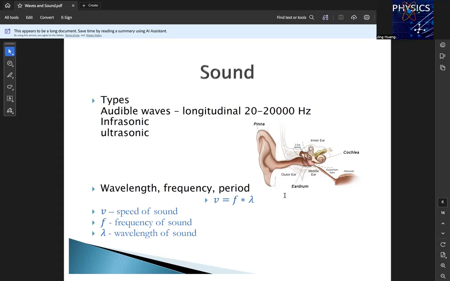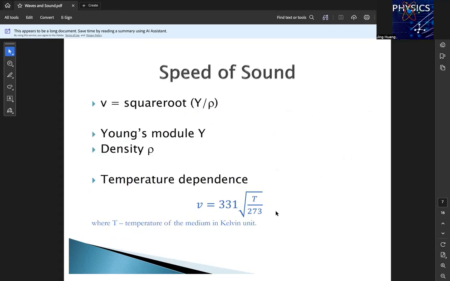The wavelength, frequency, and period of sound are related in the same way any wave speed is related to the frequency and the wavelength. That is, the speed equals the frequency multiplied by the wavelength. Here we see that both sound and electromagnetic radiation have speed. However, they have different frequencies and different speeds. Electromagnetic radiation has much higher frequencies and higher speed. And sound has lower frequencies and relatively lower speed.